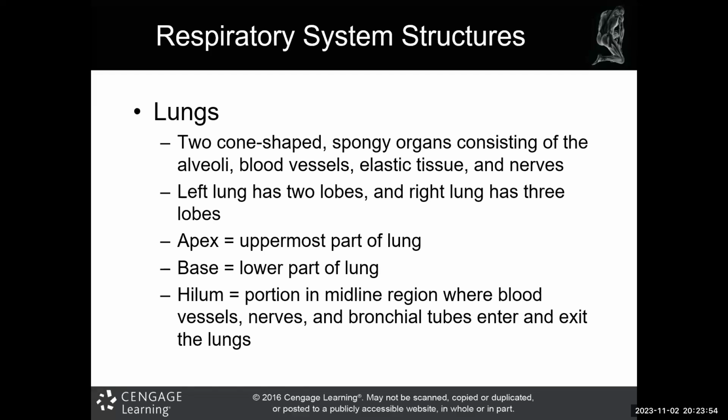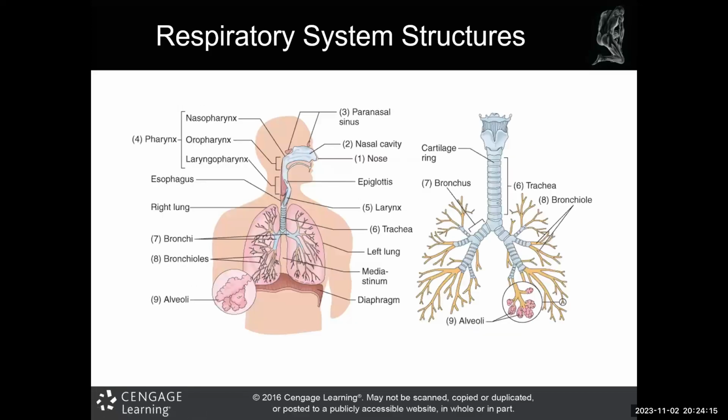The apex is the uppermost part of the lung. The top of the lung is the apex. The base is the lower part of the lung. The hilum is the portion in the midline region where blood vessels, nerves, and the bronchial tubes enter and exit the lungs. And we'll look at that in the drawing. Okay, so let's go through the drawing.